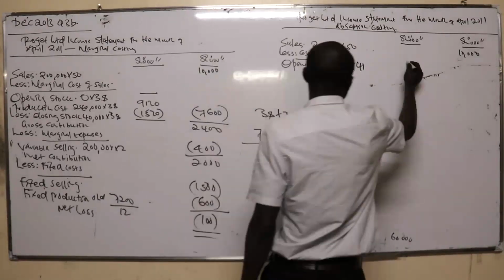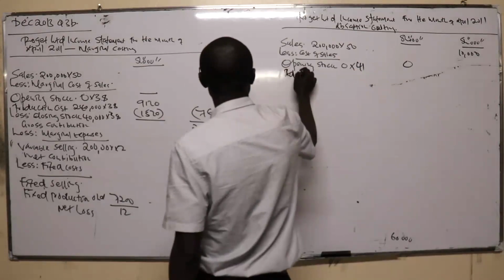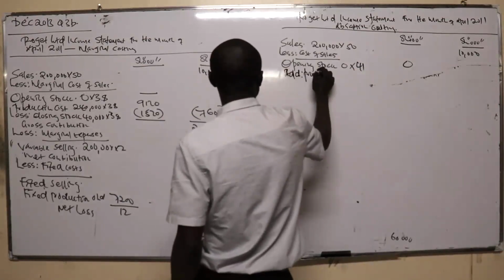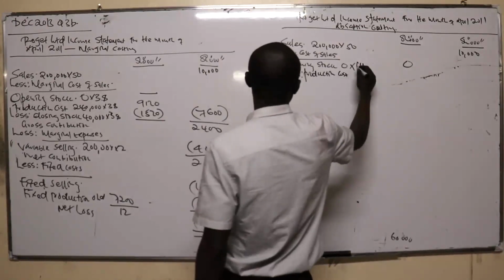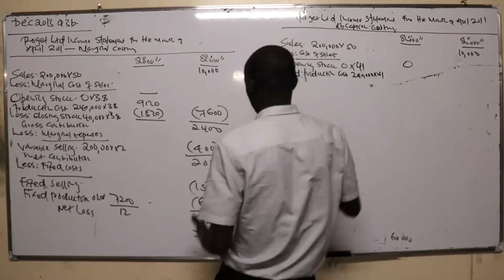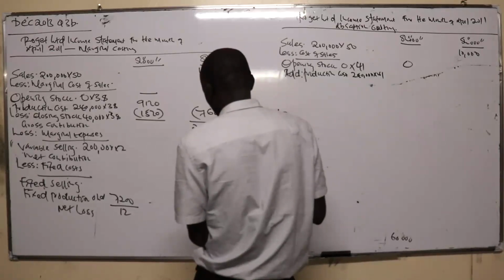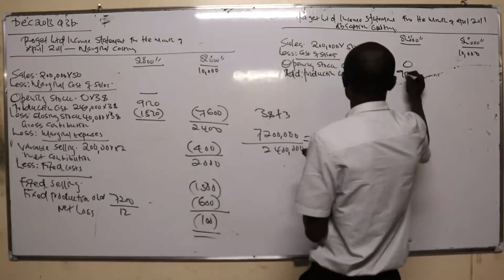So this one will be 0. And then you add production cost. It will be 240,000 units produced, you multiply by 41. So 240, you multiply by 41. That one will give you 9840.